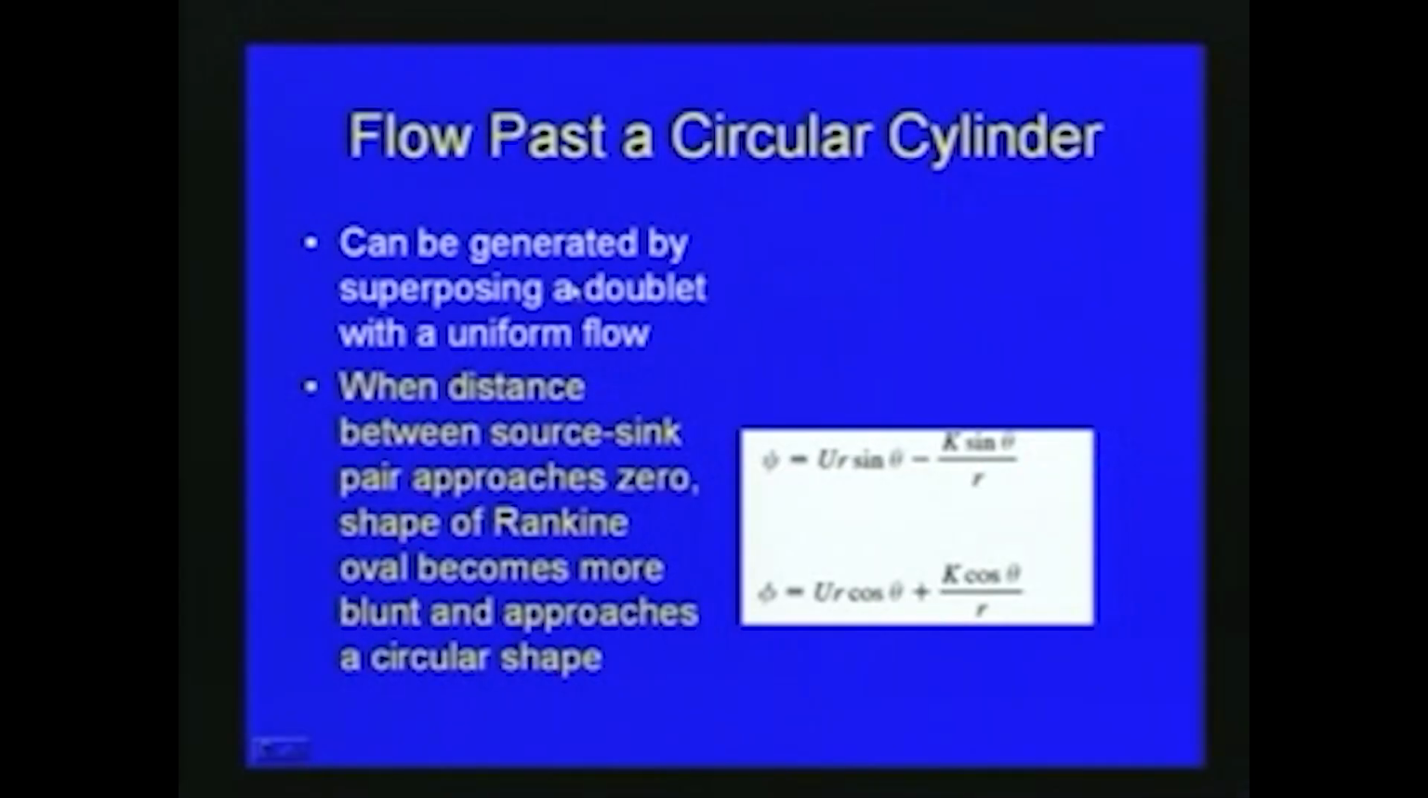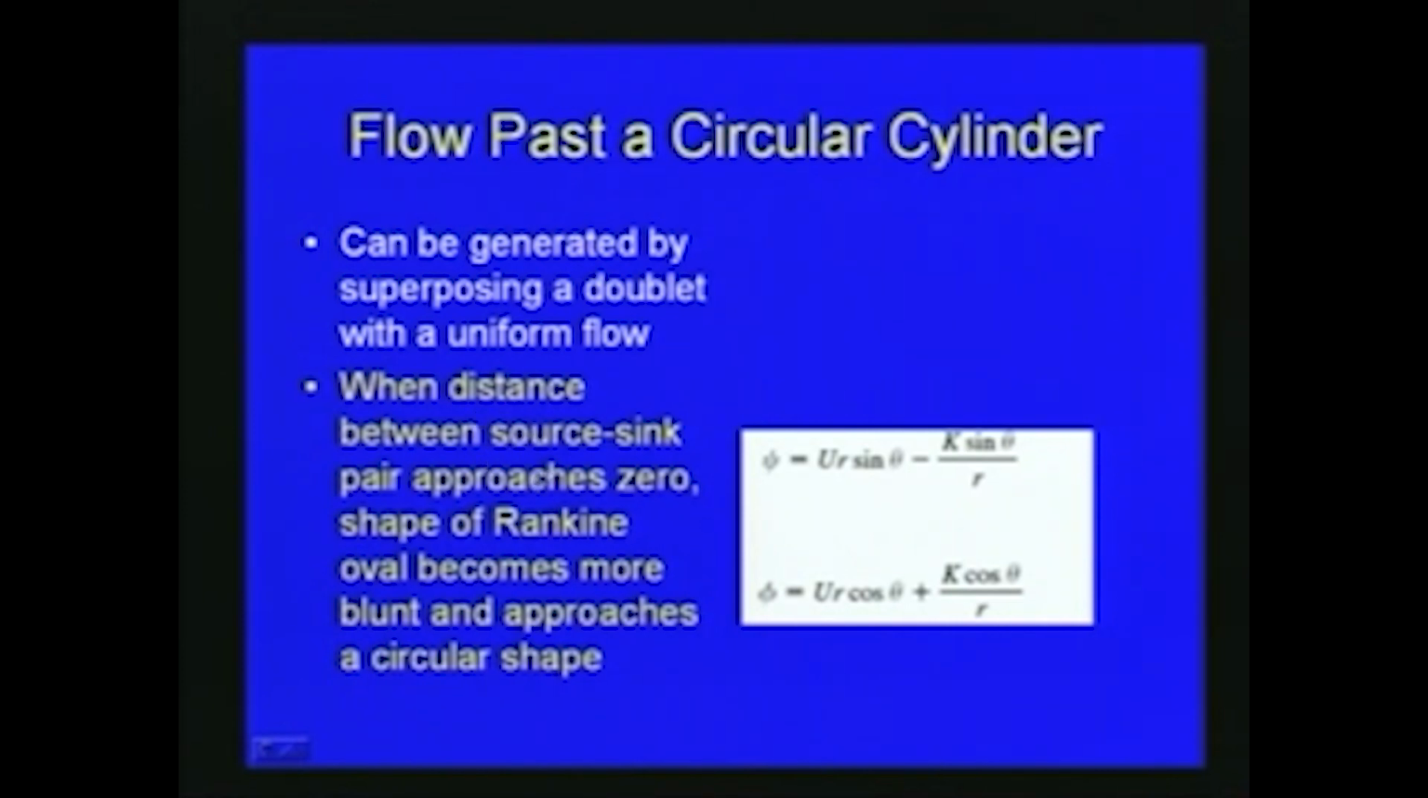Flow past a circular cylinder is one of the important problems which will always be discussed in fluid mechanics. Many of the flow parameters, many of the fluid properties or flow properties, can be defined with respect to this combination of a doublet and a uniform flow. So, flow past a circular cylinder is created or generated by superposing a doublet with a uniform flow.